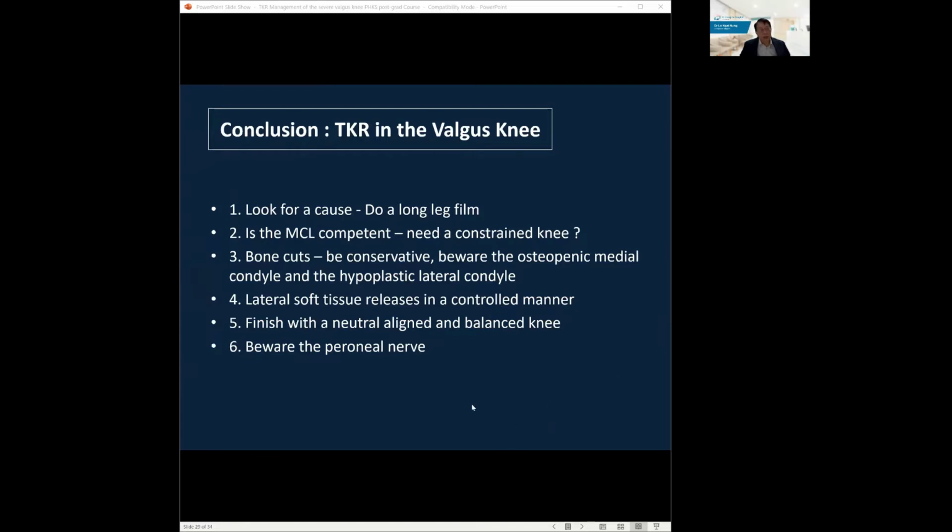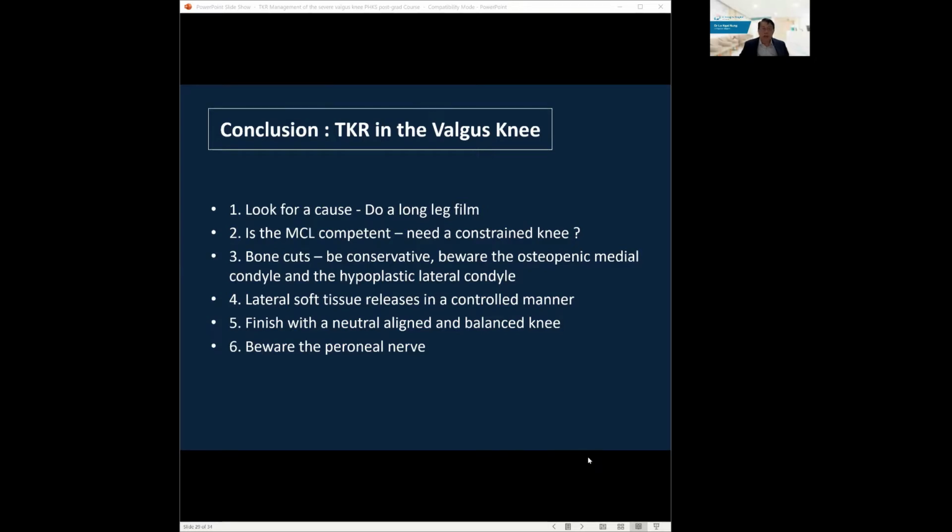So in conclusion, I would summarize again. Number one, always look for a cause. Do a careful clinical exam and history taking. Do long leg films. Ask for hip pathology, lumbar spine pathology. If we know the cause, then we can make sure we do not have residual deformity. Number two, assess the medial side structures, the MCL. Is it functional? Is it competent? Are we looking at a roundabout grade 1, grade 2 here? Do we need to stand by a constrained condylar knee?